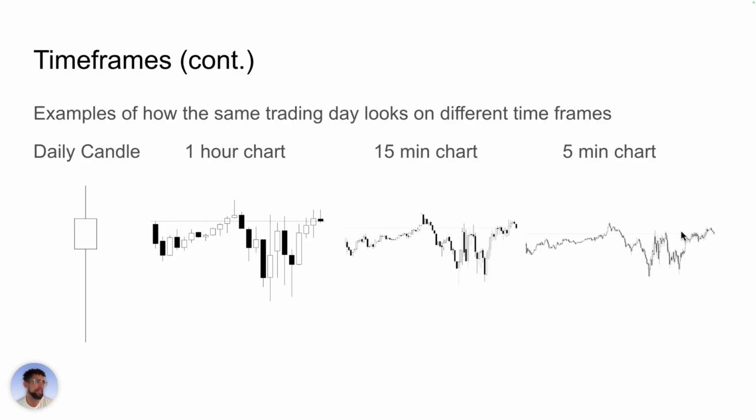So let's just say there were 10 opportunities on this one. On this one, there might only be 5 opportunities. On this one, there might only be 1 or 2 opportunities, right? And same with this. There are just more opportunities on lower time frames versus higher time frames. But on the higher time frames, because there are fewer opportunities, there's more of a chance that the trade you do enter is going to be correct.